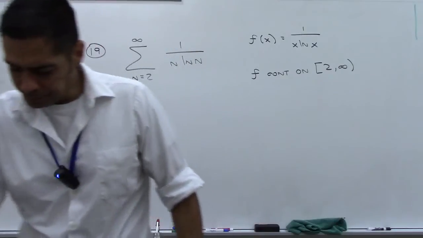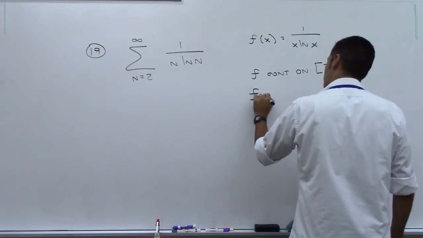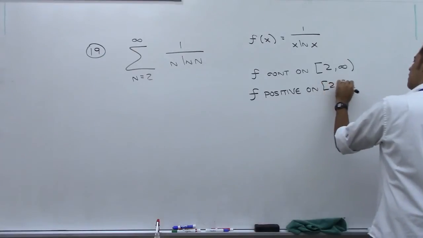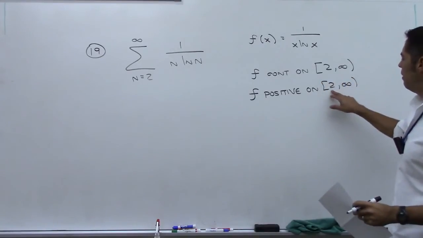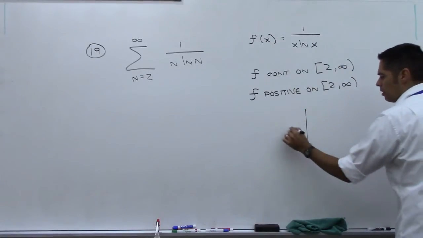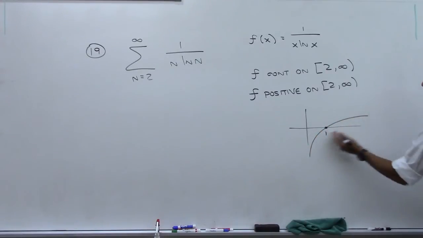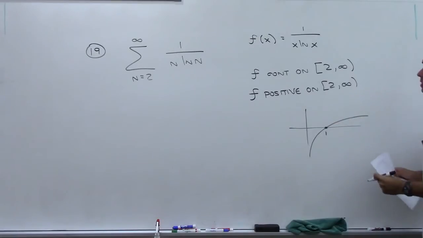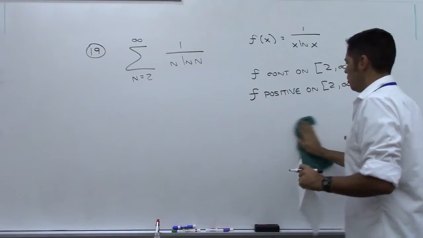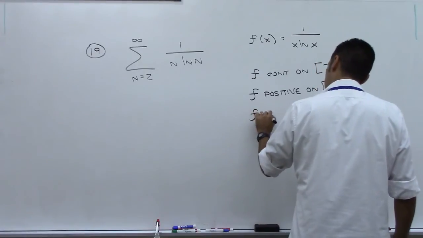The next thing I need is to make sure that f is positive. So is f positive on 2 to infinity? Well, if I'm plugging in positive numbers, that's going to be positive. Natural log, well, we do get negatives with natural log. Remember, the natural log function looks like this, but this is at 1, and so after I get past 1, the natural log function is positive. So I know that this is also positive. And then now I need to show that f is decreasing.